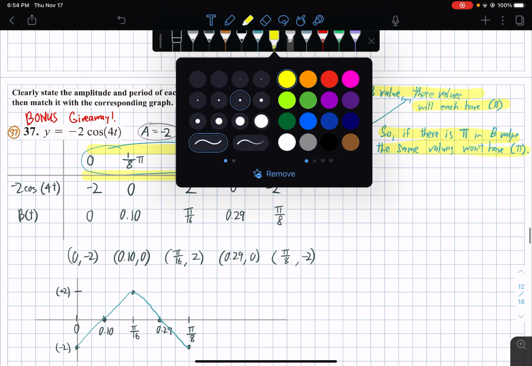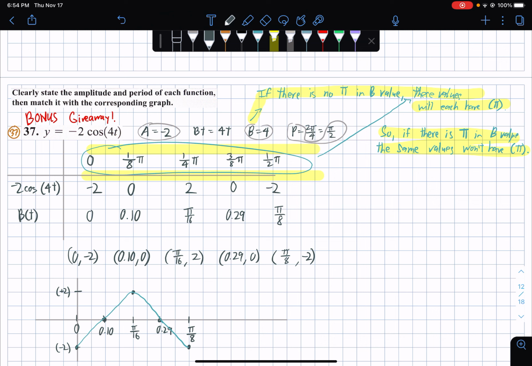There's one thing to take note of. There's no pi in the b value. Their values will each have pi. Okay, so that's something that we could digest easily.